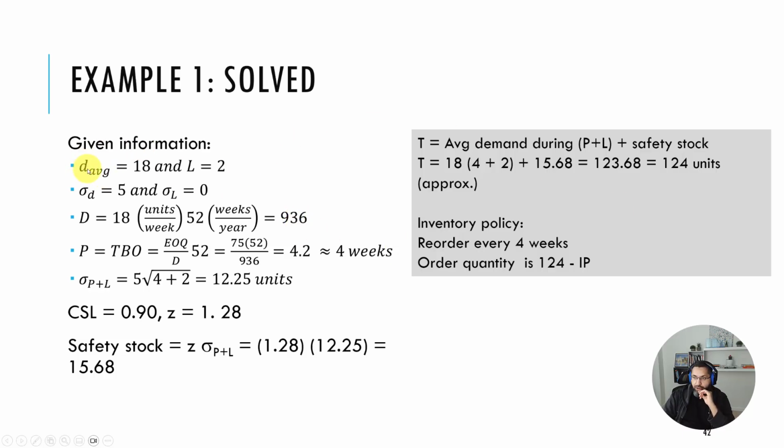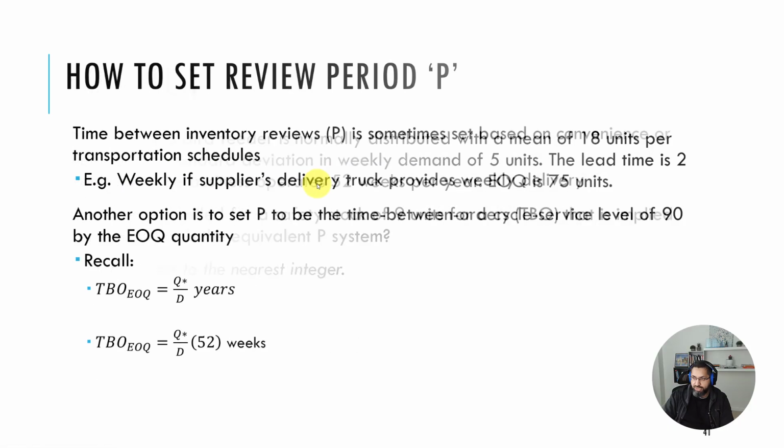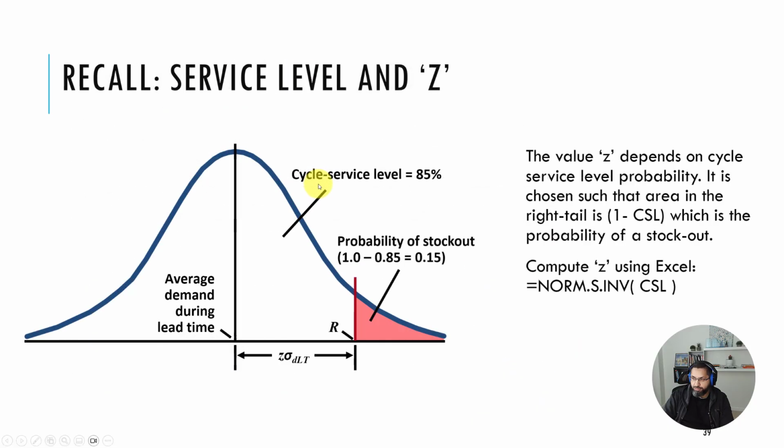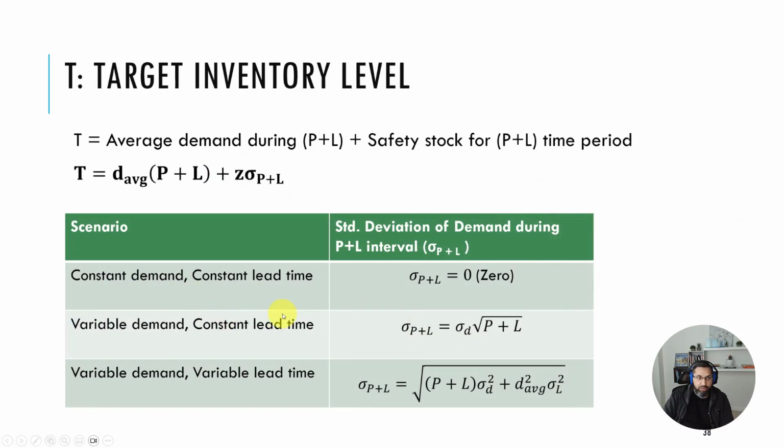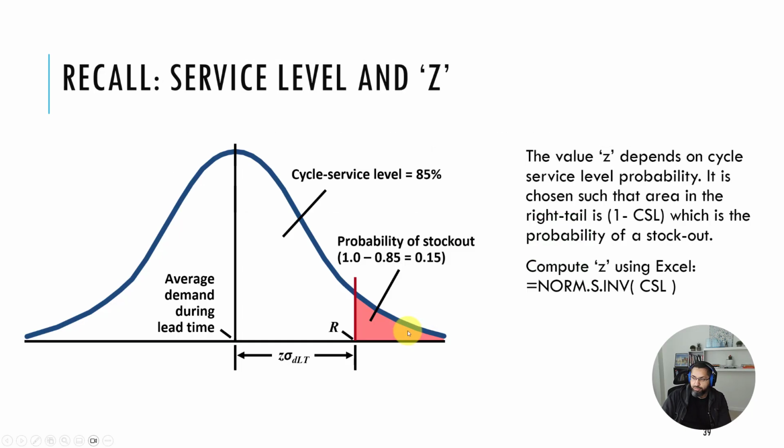Okay, so average D is 18, lead time is 2 weeks, sigma D is 5, sigma L is 0. So we're going to go to the second row here because we're not given sigma L, so we assume it's 0. And so we're going to use sigma D times square root of P plus L. If you were to use the third row formula and just put sigma L equals 0, we'll get the same formula as the second row anyway. So if sigma L is not given, you will assume it's 0, and we get to the second row because sigma D is non-zero.